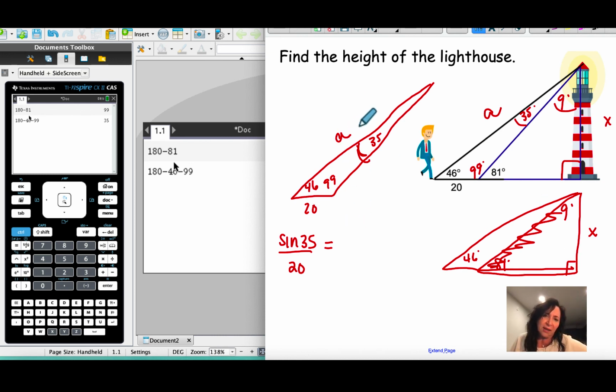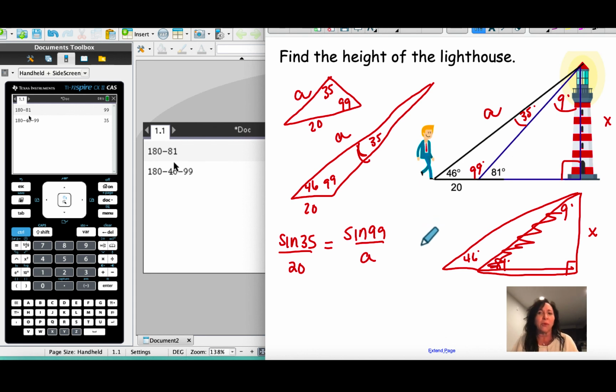So we're going to say sine of, and this triangle right here, I know that it looks a little odd, so I'm going to draw it not to scale, just so that you can see that the 35 angle is opposite the 20. And then if this is 99, the side opposite that is a. When you're using law of sines, you have to use the angle on the opposite side. So you have sine of 35 over 20 is equal to sine of 99 degrees over little a. And that's what we want to find.